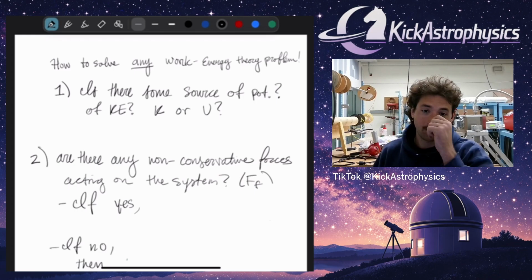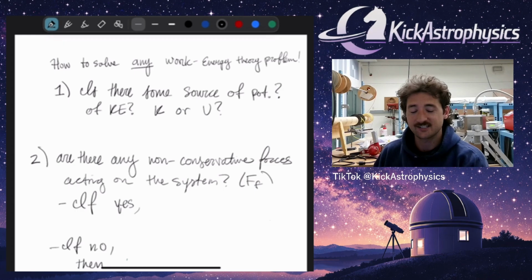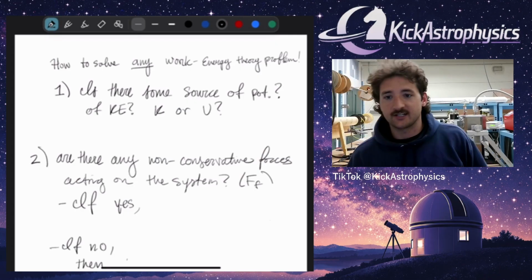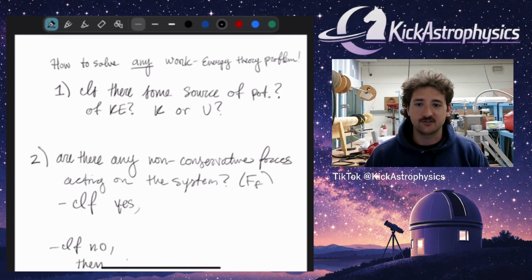And a repeatable process to attack these sorts of problems, I think, is a very good grounding device. And so with that, I'm going to give you my recommendation for how to approach these types of problems. And so without further ado, let's get into it here. So this is how to solve any work energy theory problem.